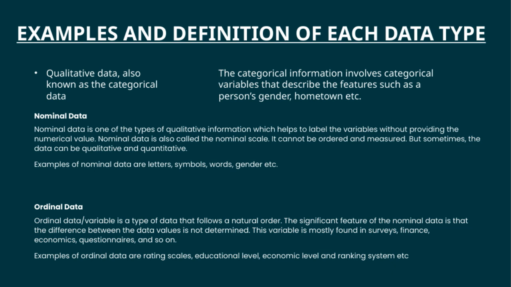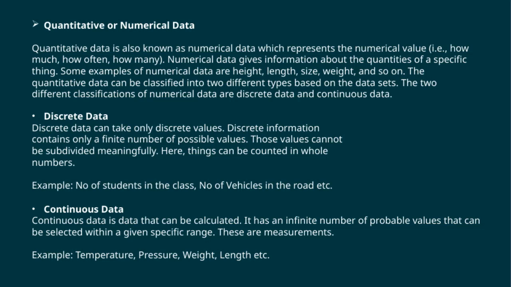And when we talk about categorical information, it involves variables that describe features such as a person's gender or hometown. These are qualitative or categorical data points, and they're crucial for understanding characteristics rather than quantities. So, to tie it all together, qualitative data, also known as categorical data, helps us classify and describe features or attributes, whether in an ordered way with ordinal data or just labeling with nominal data. Recognizing the difference between these types helps us choose the right analysis methods and interpret our data accurately.